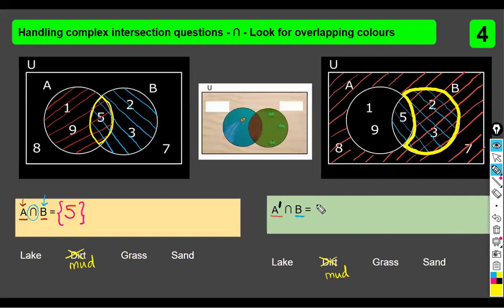And what values live in that region? Who is living in that region? 2 and 3.